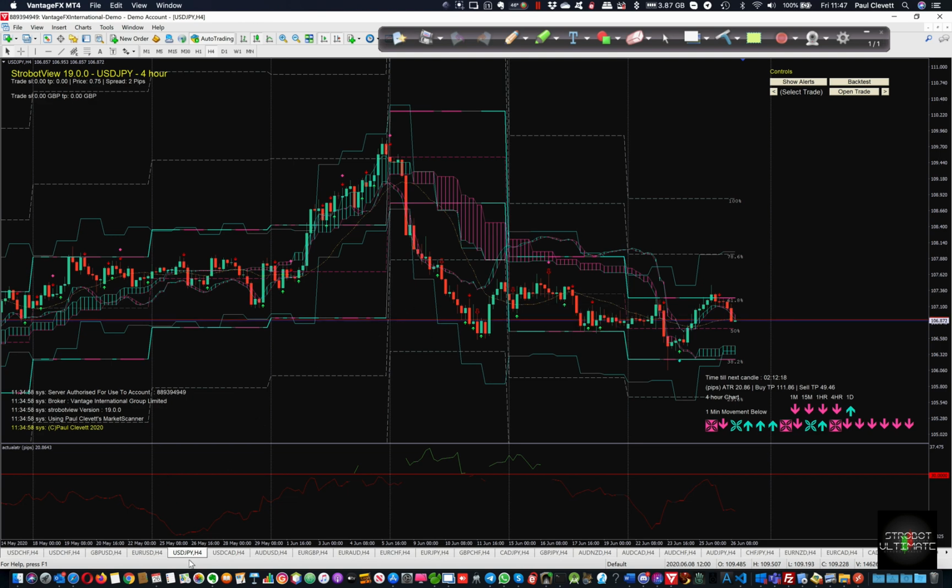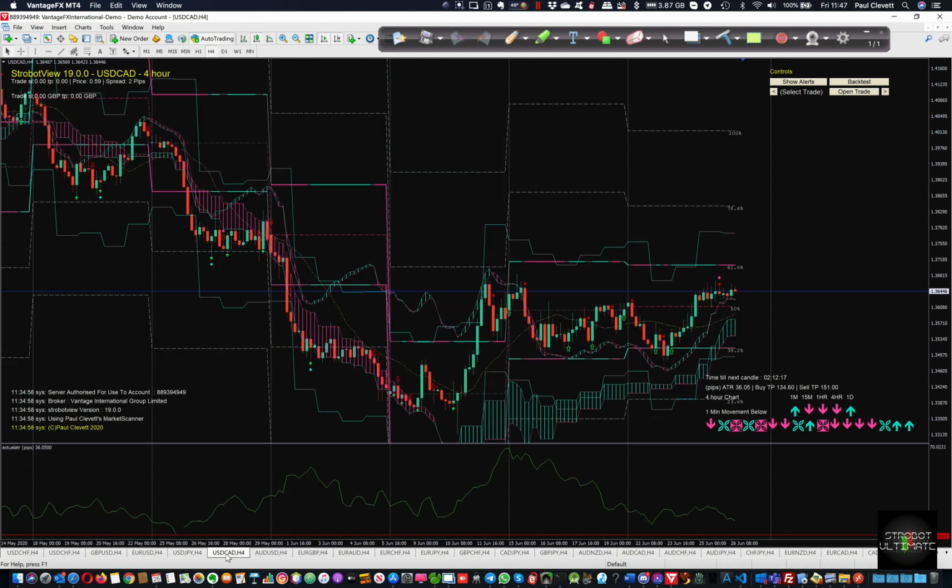So you can see it uses lots of different things. That's dollar yen not doing it for us. Dollar CAD, they've got along here, along here, along here, along here.